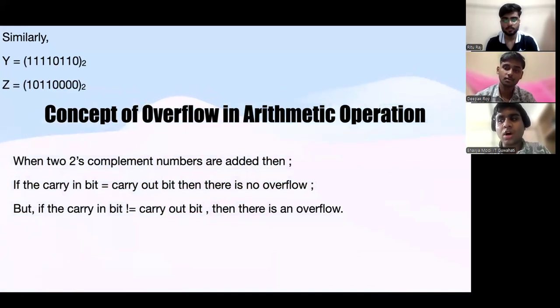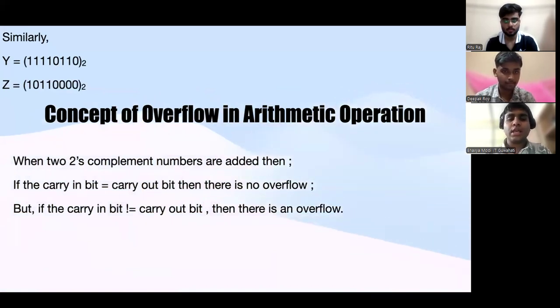So we can get wrong output due to the limited number of cases. So the occurrence of the wrong result is the occurrence of overflow. Now we are going to see how we can check the occurrence of overflow in an arithmetic operation.